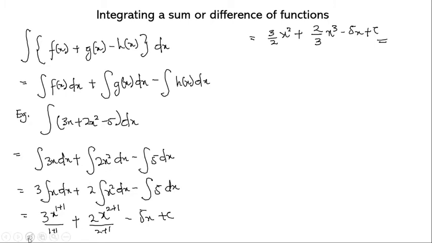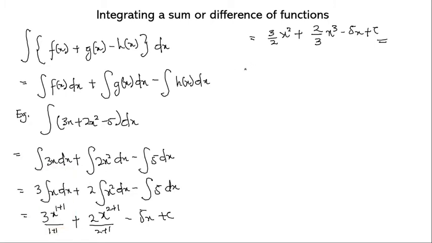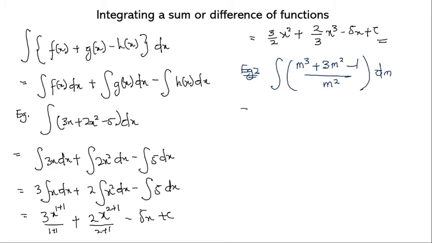Let me use another color for that illustration. So the second example we want to look at, example number 2, is if we are to integrate the function m cubed plus 3m squared minus 1, all over m squared, then dm. So it means we are integrating with respect to m.